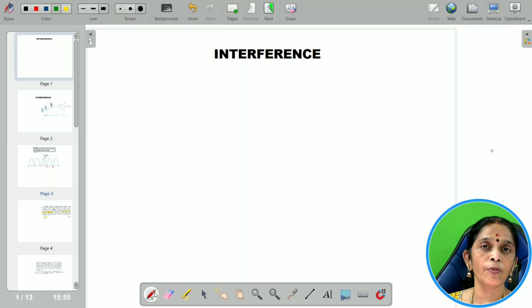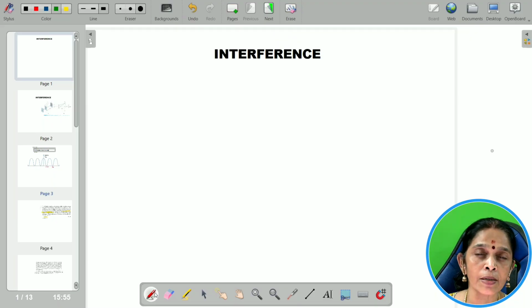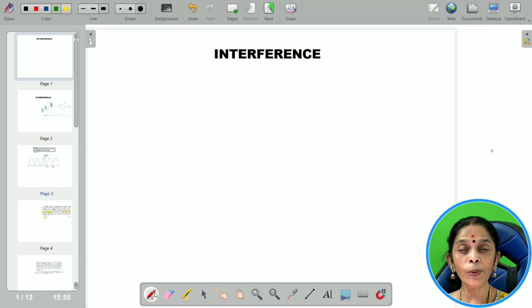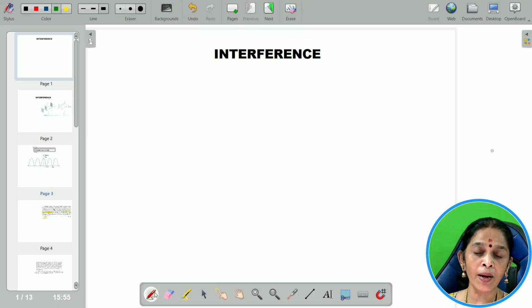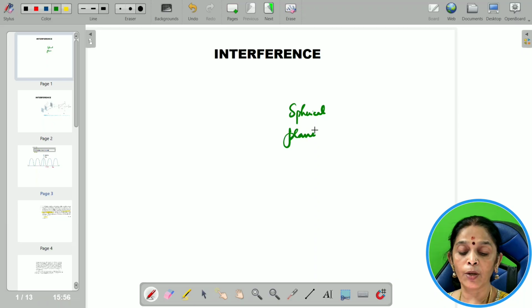The last part of the videos we have seen in wave optics: what is a wavefront, and what are the different shapes of the wavefront? Also, we learnt how to apply Huygens' principle for construction of a wavefront. What wavefronts did we construct in the previous lesson? We constructed a spherical wavefront, and we also constructed a plane wavefront by using Huygens' principle.